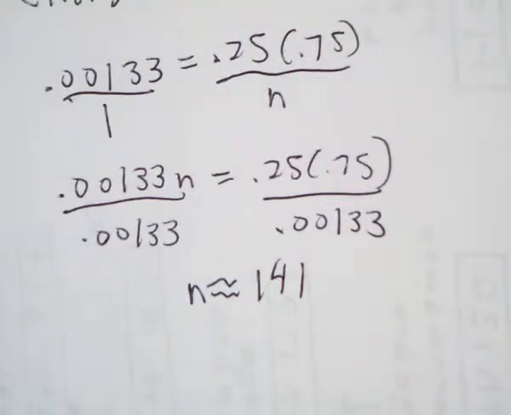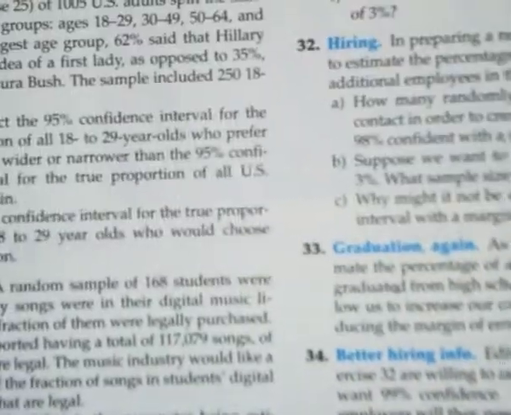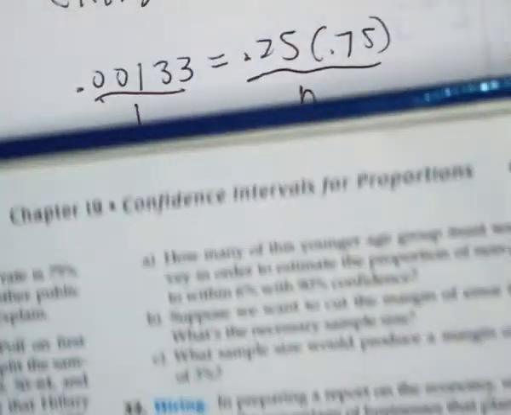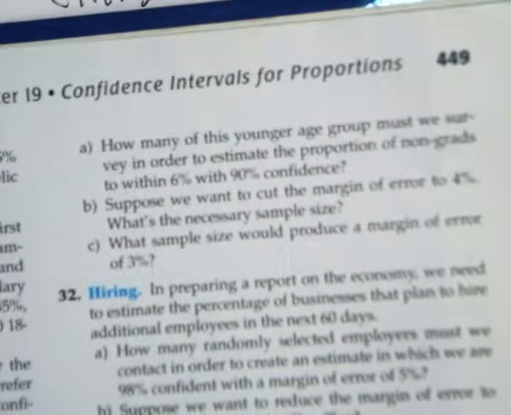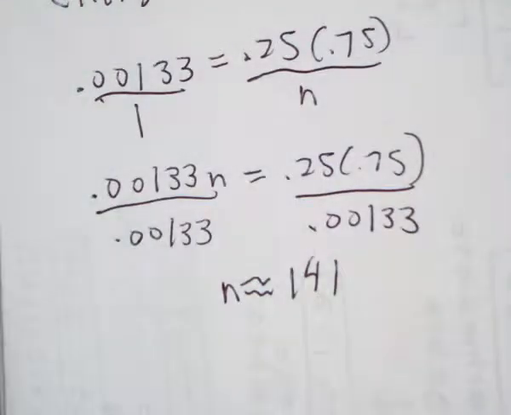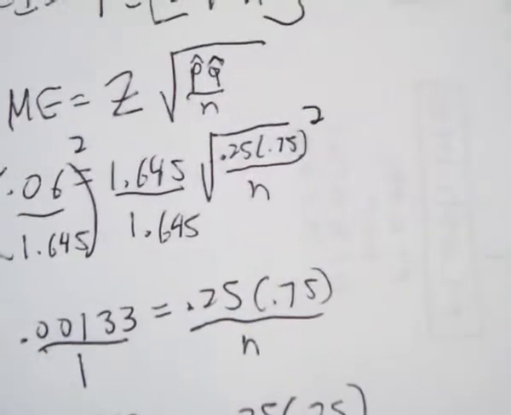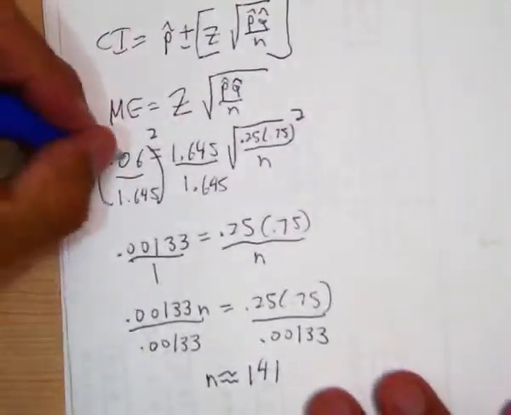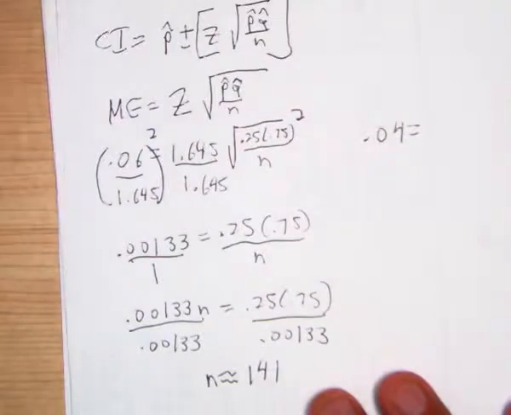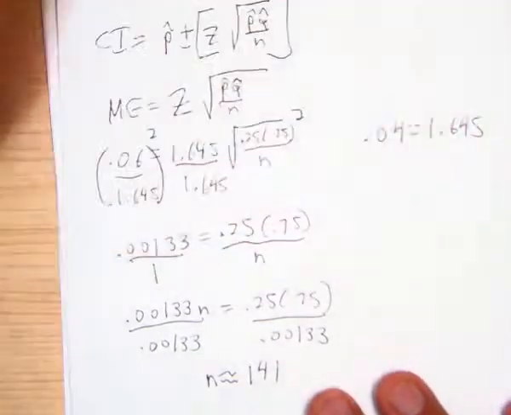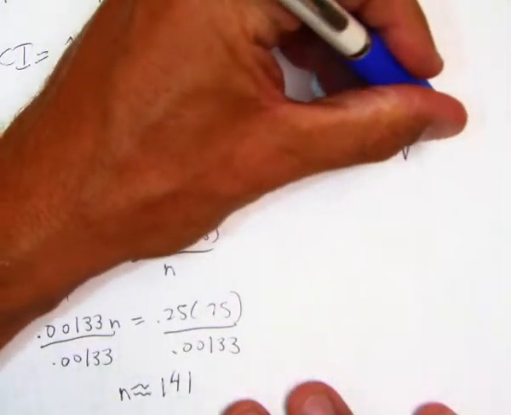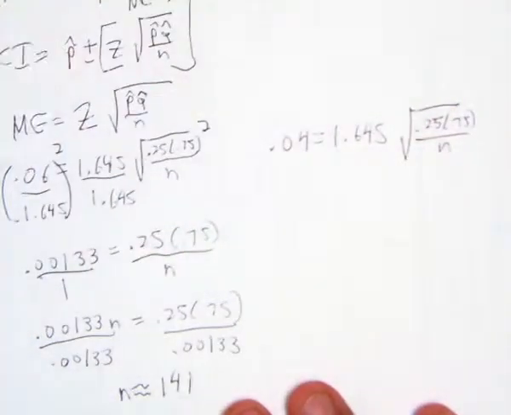Okay, and then question B says, suppose we want to cut the margin of error to 4%. So what's the sample size? Well, let's just use our format here. I'm just going to expand this out, but instead of 0.06, we're going to have 0.04, and everything else is going to stay the same. So you've got 1.645 times the square root of 0.25 times 0.75 over n.